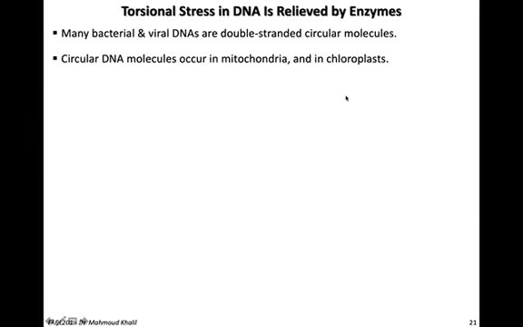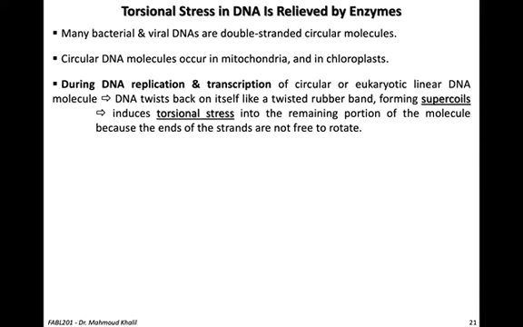So what is torsional stress in DNA? Torsional stress occurs in many bacterial and viral DNA, and as well in the circular DNA of mitochondria and chloroplasts of plants. And this torsional stress occurs during DNA replication and transcription of circular or linear DNA in eukaryotes. So what is torsional stress? Actually, DNA twists back on itself like a twisted rubber band, forming supercoils and inducing what is called torsional stress in the remaining portion of the molecule. Because of course, the ends of the DNA strand are not free to rotate.